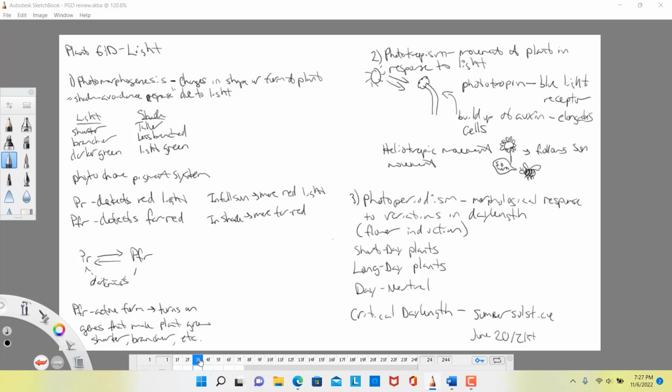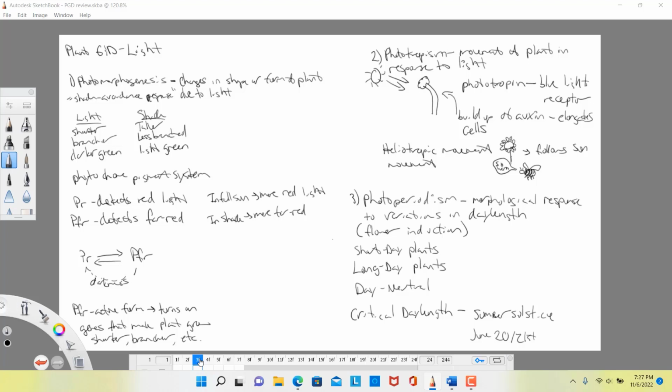And why this is important is because there is a different amount of red light to far red light depending on whether you are in full sun or if you are in shade. So in full sun, there is more red light than far red light. And the opposite is true in the shade. There's more far red light than red light.